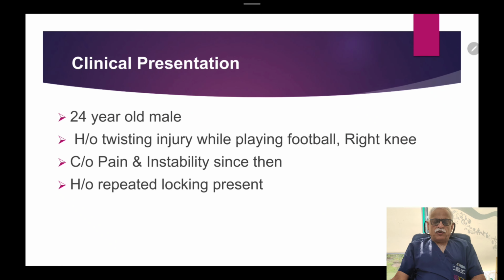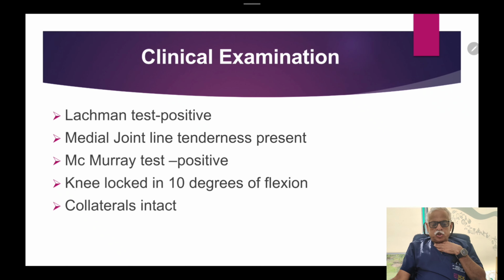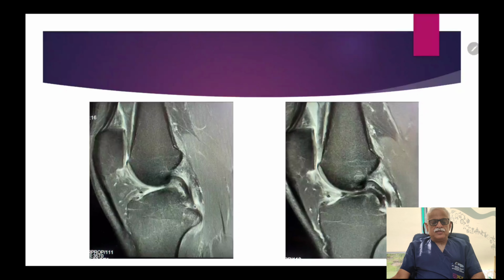We present a case of a 24-year-old male who presented to us with a twisting injury of his right knee while playing football. Since then he was complaining of pain and instability, with repeated episodes of locking. The clinical examination showed the Lachman test to be positive. There was medial joint line tenderness. The McMurray's test was also positive, and the knee was locked in 10 degrees of flexion. The collaterals and the PCL were normal. The MR imaging confirmed the ACL tear as well as a bucket handle tear of the medial meniscus.